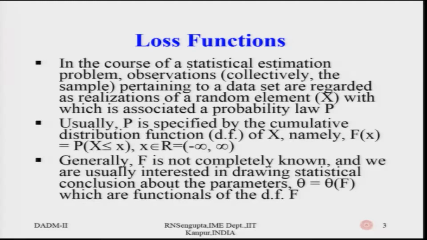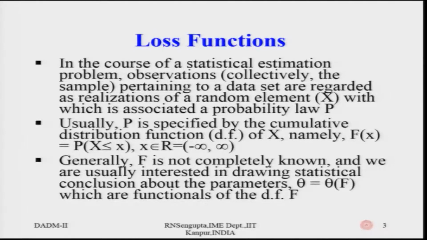Usually P is specified by the cumulative distribution function, as I just mentioned, namely F of x, and it is basically the summation of all the probabilities from the minimum value of x to that particular value of x, based on which we are trying to find the cumulative distribution function. Generally, F is not completely known, because there are parameters in the distribution. There can be shape, scale and location parameters, which we denote for the PDF or PMF by alpha, beta, gamma.